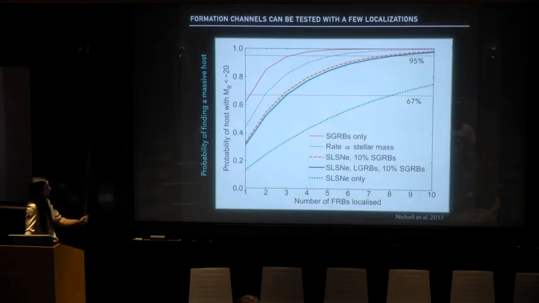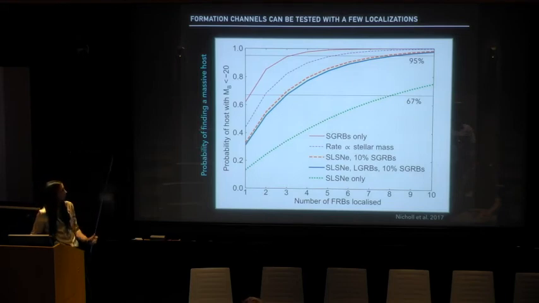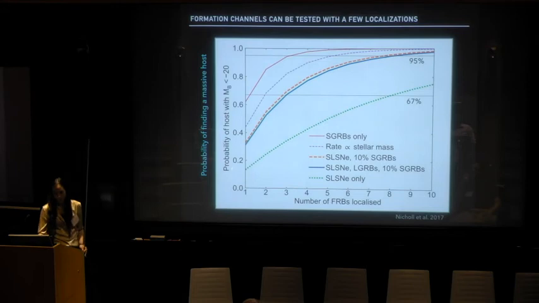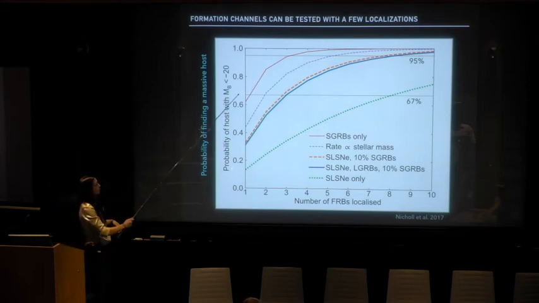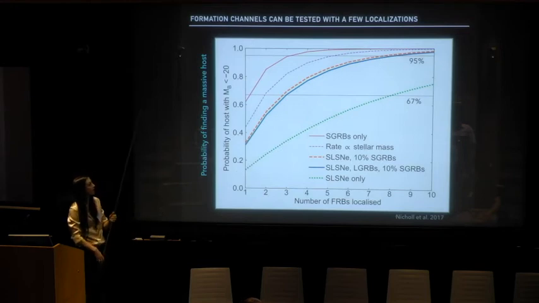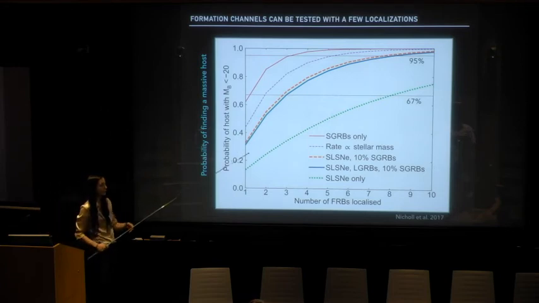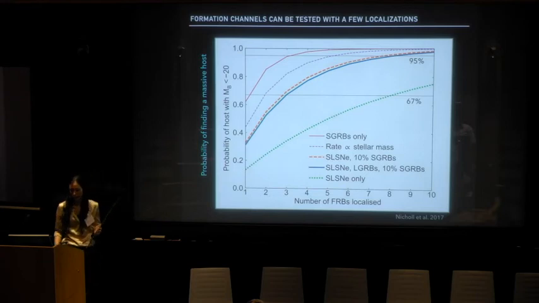And so this is what that looks like. Each curve here depicts the probability of finding a massive host as more and more events are localized, for these different formation channels listed here. For example, this red curve up top, which characterizes the short GRBs, is essentially stating that 3 localizations in exclusively dwarf galaxies could rule out a channel in which short gamma ray bursts are the dominant production mechanism.